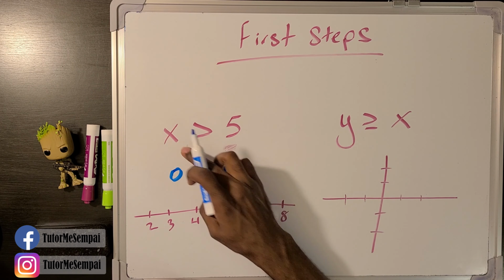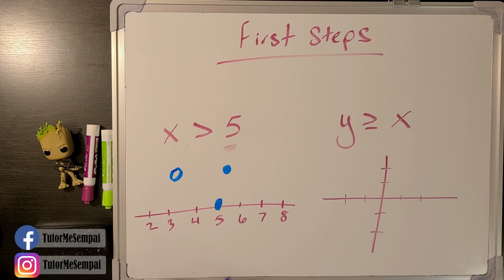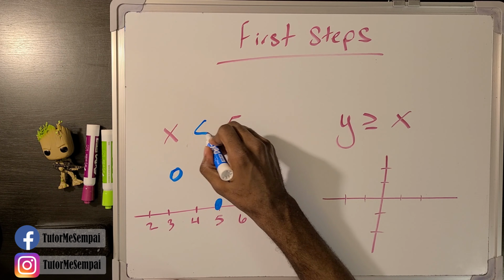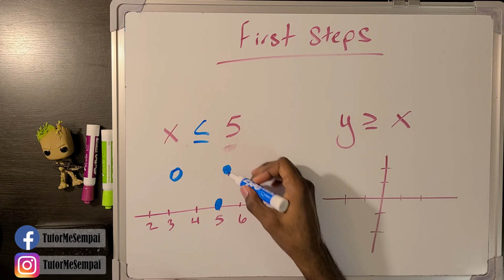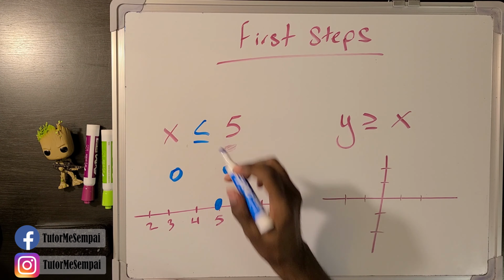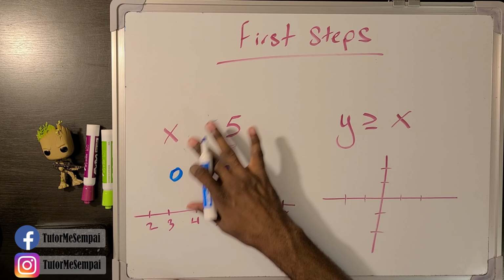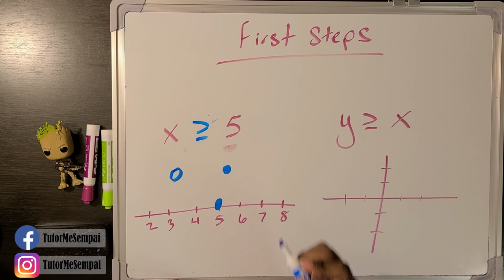Now, if it was just greater than, it wouldn't be. If it was less than, it wouldn't be. It would just be an open circle. If it was less than or equal to, it would once again be a closed circle because that equals. But we said this is going to be a greater than or equal to. So this is our first step.